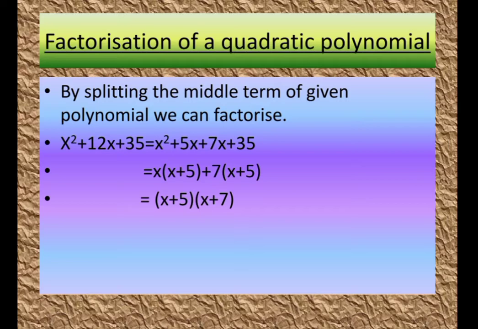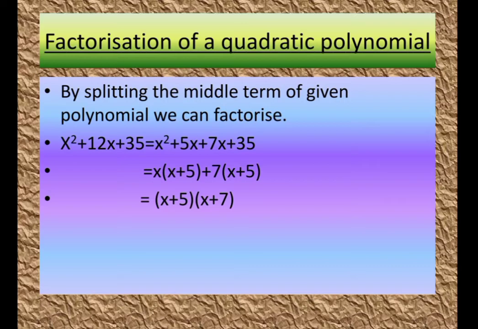So that way we can split the middle term. x square plus 12x plus 35 equals x square plus 12x, only we have to split it into 5x and 7x. Then take the common term for the first two terms as well as the last two terms. The same way we have to do that one. In the second step, the common factor is x plus 5. If we take x plus 5 outside, we are getting x plus 7 as an answer.